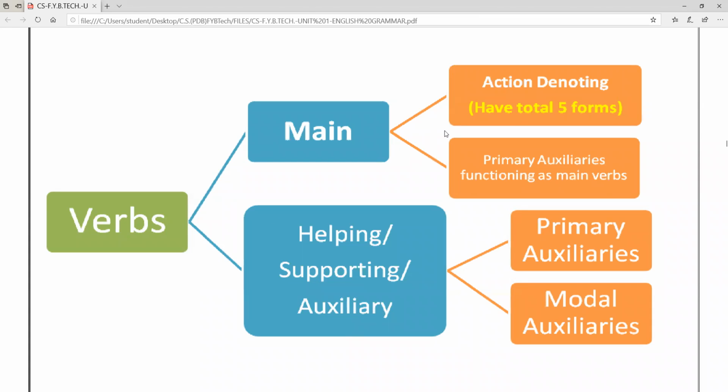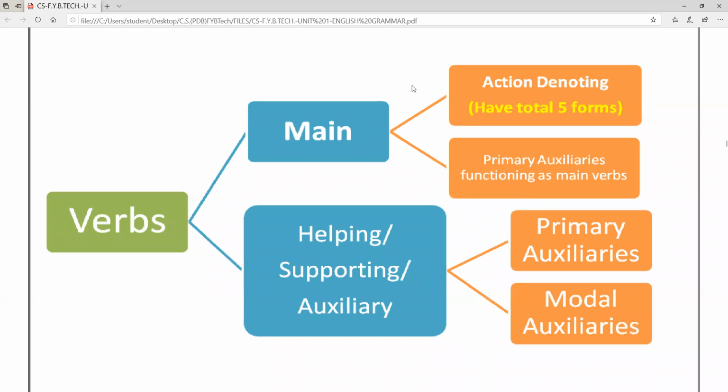Then main verb is divided into two subtypes, that is action denoting main verb and primary auxiliaries functioning as main verb. The main verb is also divided into two types, that is action denoting, means whatever the action showing words are there that come under the main verb, and second is primary auxiliaries, means am, is, are, was, were, these are the primary auxiliaries. Okay, these also function as main verb in the absence of main verb.